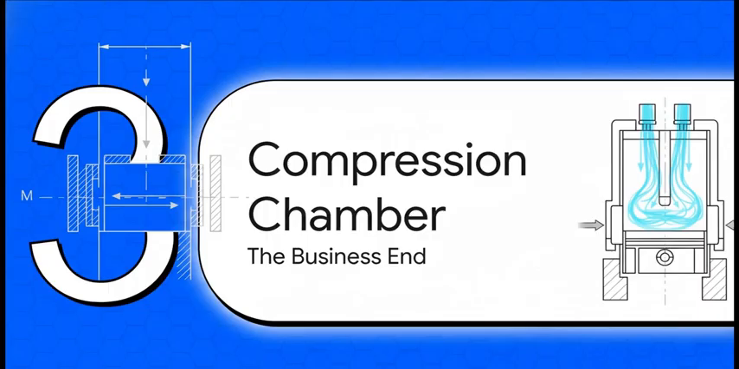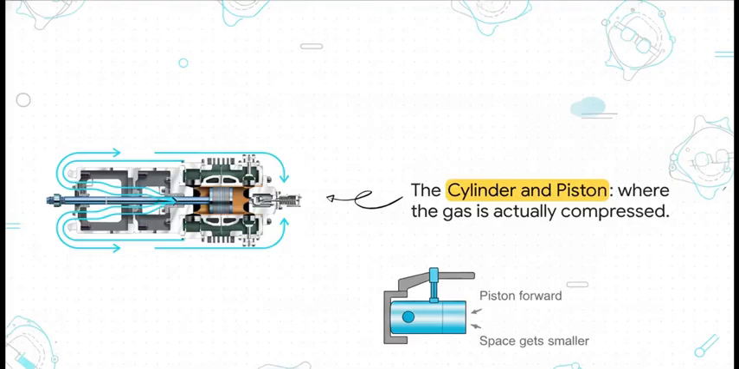Okay, so we've got our perfect straight line motion down. Now let's follow it to the business end of the machine, the chamber where the gas actually gets squeezed. And here they are, the cylinder and the piston. It's pretty straightforward. The cylinder is just the chamber that holds the gas. The piston, which is attached to that piston rod we were just talking about, moves back and forth inside of it. Honestly, it's just like a bicycle pump.